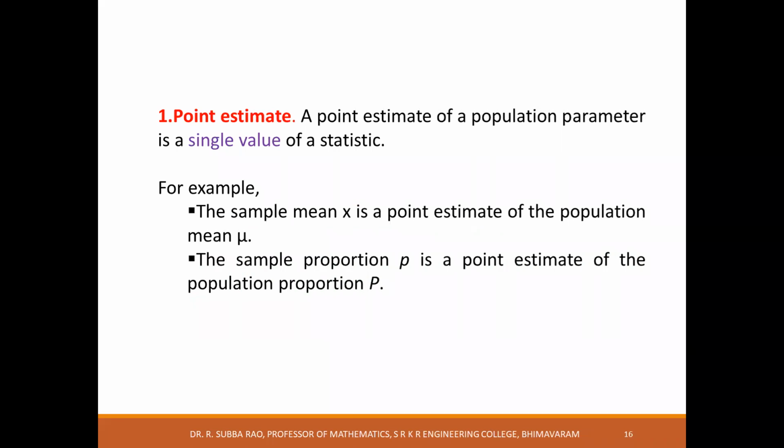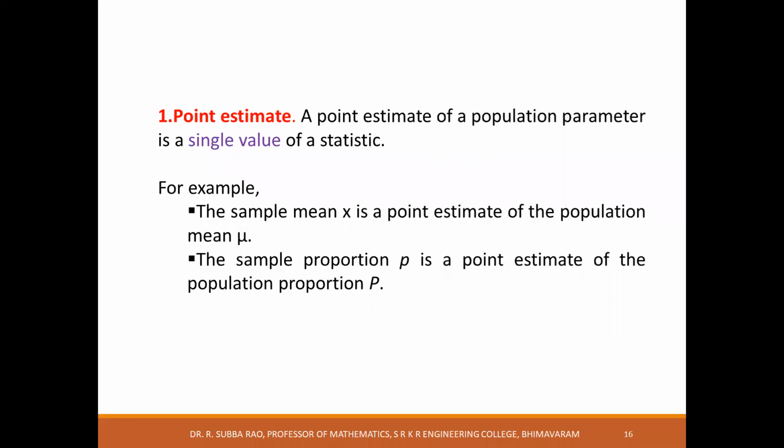I told you an example also. How many marks will you get in the coming examination? One student may say 20. That means he is giving a single value for the population parameter, that is, how many marks you will get in the examination. That's what I'm calling a point estimation. A point estimation is nothing but simply giving a single estimated value to the population parameter based on the statistic under consideration.